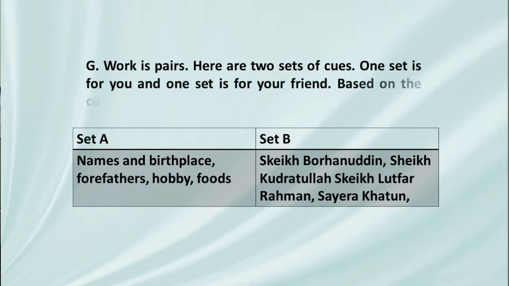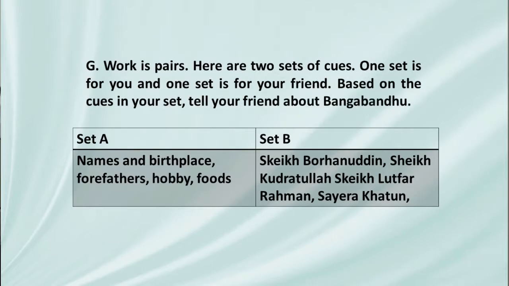Now work in pairs. Here are two sets of cues. One set is for you and one set is for your friend. Based on the cues in your set, tell your friend about Bangabandhu. Here are two sets. Set A, names and birthplace, forefathers, hobby, foods, etc. And set B, Sheikh Burhanuddin, Sheikh Kudrutullah, Sheikh Lutfur Rahman, Shaira Khatun.